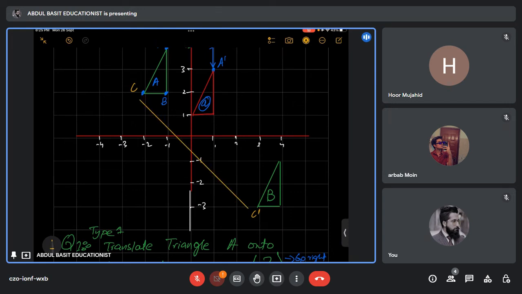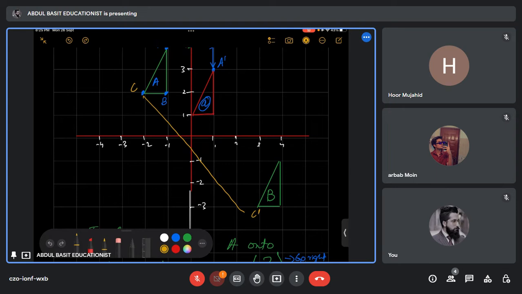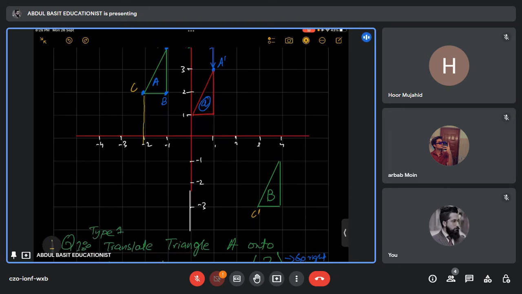Okay, I cannot go in this way. Let's see. Let's go down because the shape is down. So this much down. How much down? One, two, three, four, five. So it's -5. And then I have to take a right turn like this.